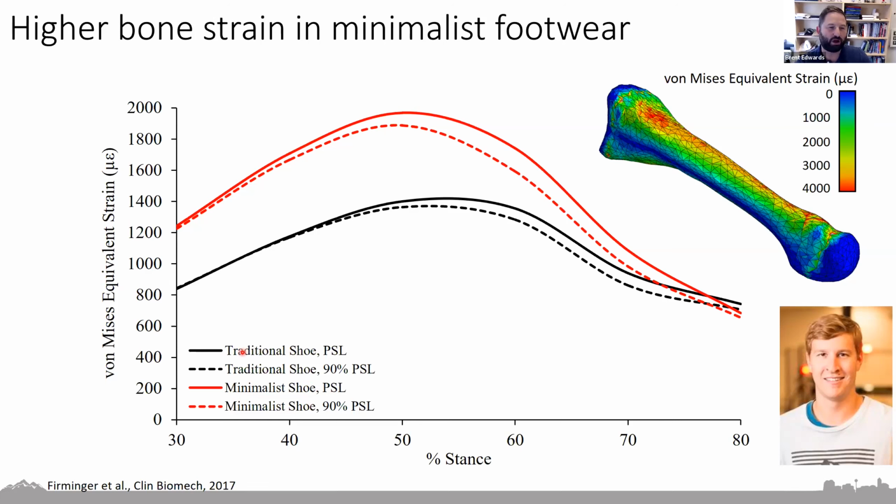So we had people run in a traditional shoe at their preferred stride length, a traditional shoe at 90% of their preferred stride length, so a 10% reduction, a minimalist shoe at their preferred stride length, which was the same preferred stride length as in the traditional shoe, and then again at 95% of preferred stride length.